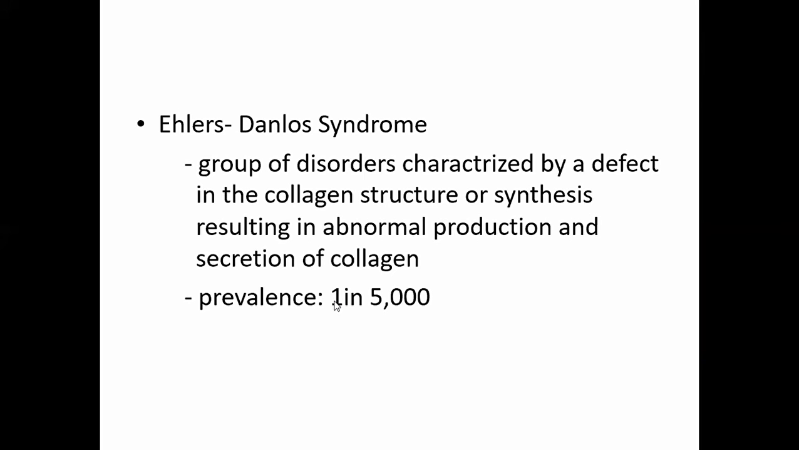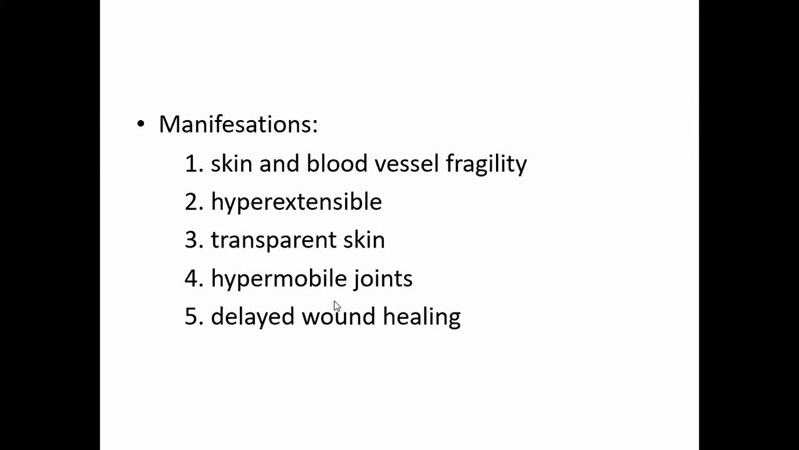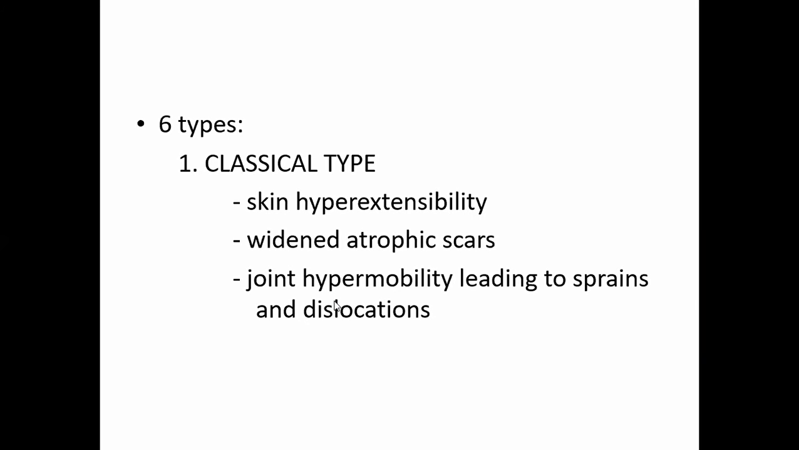Ehlers-Danlos syndrome is a group of disorders characterized by defects in collagen structure and synthesis, resulting in abnormal production and secretion of collagen. This is prevalent in 1 in 5,000 population. The manifestations are skin and blood vessel fragility, hyperextensibility, transparent skin, hypermobile joints, and delayed wound healing. There are 6 types.